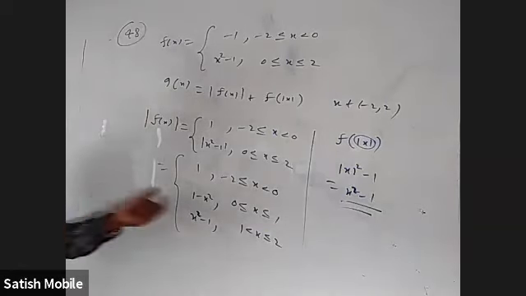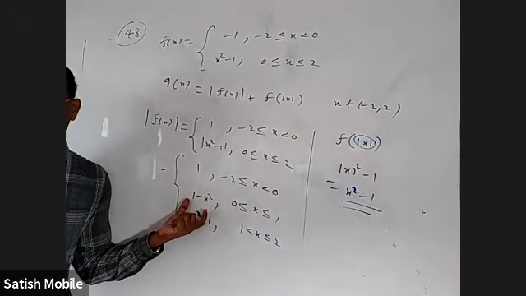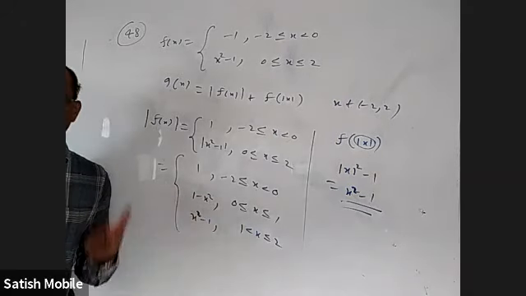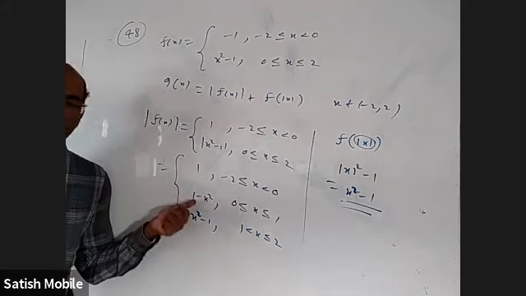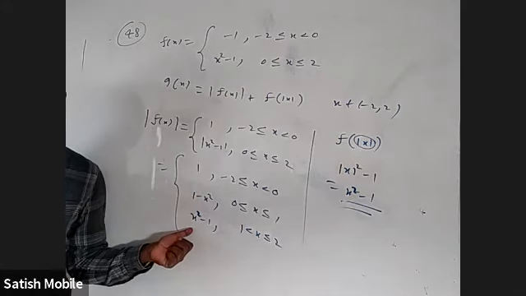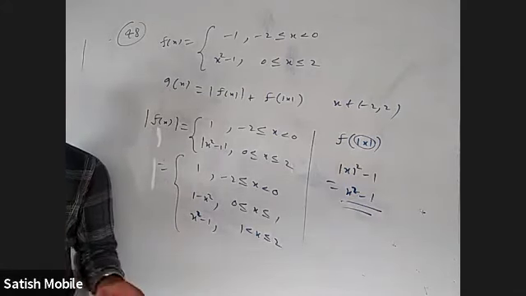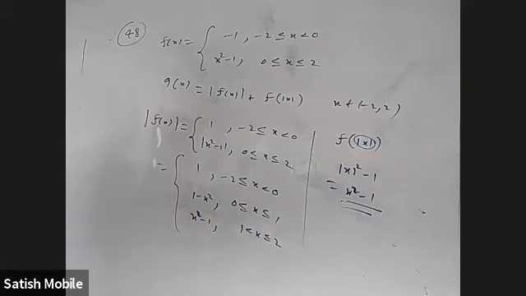But coming to 1, what is the derivative of this at 1? 1 minus x square, what is the derivative? Minus 2x. When you put 1, it is minus 2. And the derivative of this is plus 2. Minus 2 and plus 2 are different. So it is not differentiable at 1.